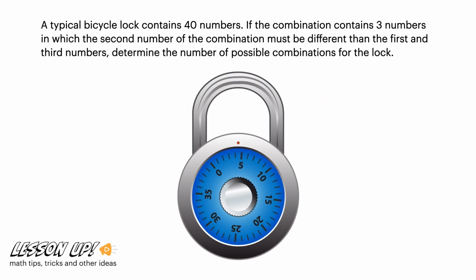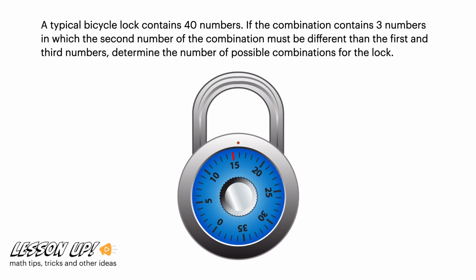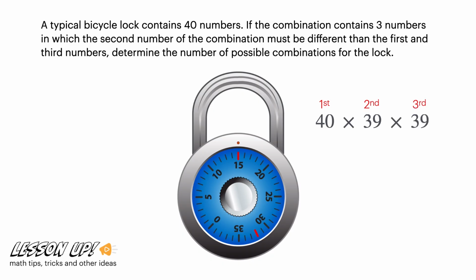But then I asked the students, suppose the combination was 15, 32, 15. Does this fit the description of the scenario? In other words, is the second number different than the first and third numbers? An aha moment is declared, and students recognize that the number of combinations has to be 40 times 39 times 39, because the third number can be the same as the first, correctly resulting in 60,840 possible outcomes.